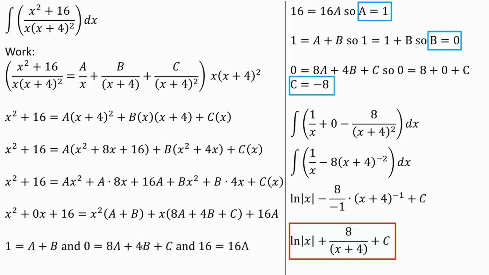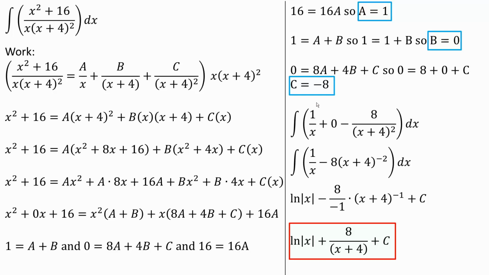Likewise, 0 is equal to 8a plus 4b plus c. And finally, 16 is equal to 16a. And so we know that a is going to equal 1 because 16 is equal to 16a. Next, we will solve for b because 1 is equal to a plus b. We know a is 1, and so b would equal 0. And finally, we'll say that 0 is equal to 8a plus 4b plus c. We know that a is 1, so we get 8 plus 0 plus c. And so c is going to equal negative 8.